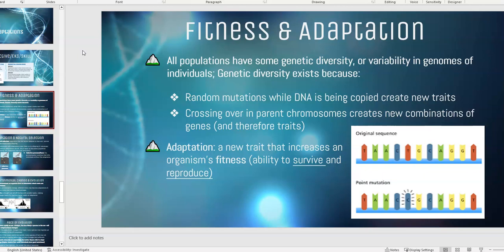And adaptation is basically a new trait that is a result of this that increases an organism's fitness. Remember, this is not about strength, strongness. It's about its ability to survive, reach adulthood, and reproduce. That is what fitness means.